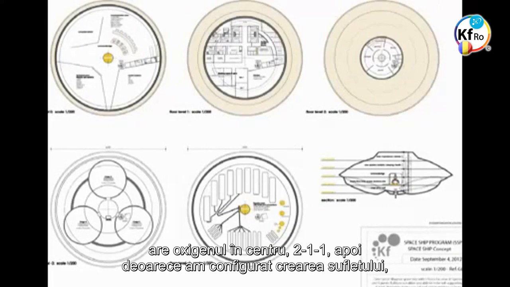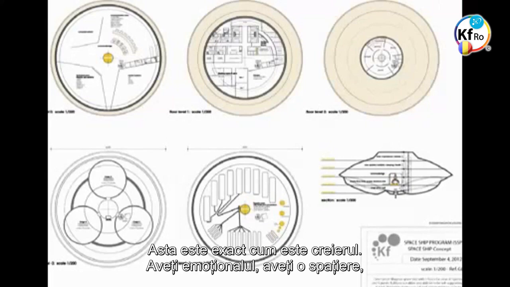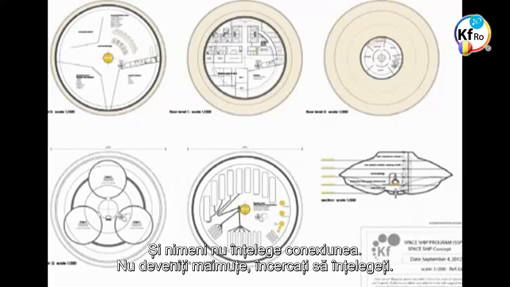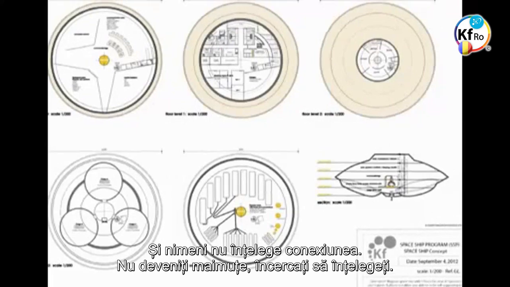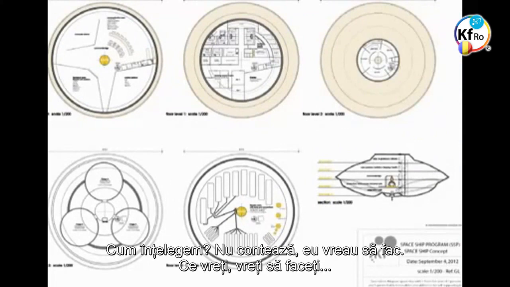And then because I set up to create the soul, you find 1 and then you find an oxidization. This is exactly how the brain is. You have the emotional, you have the gap, you have the physical, you have the gap, and you have what you call the soul. And nobody understands the connection. Just don't become monkeys. Try to understand. And we try to explain more and more. How do we accomplish it? Does it matter? I want to do.